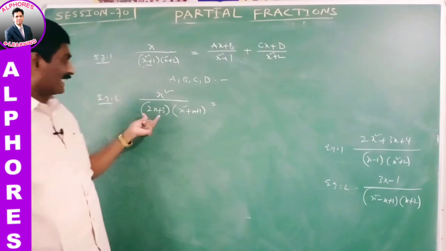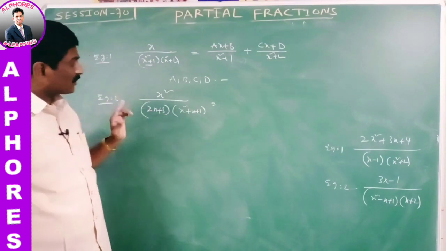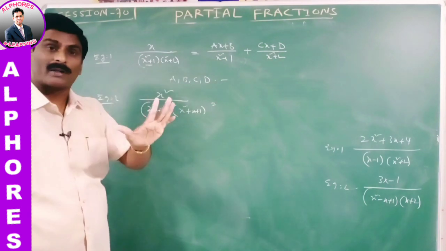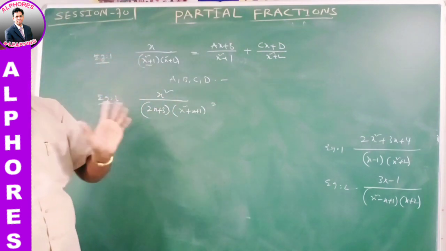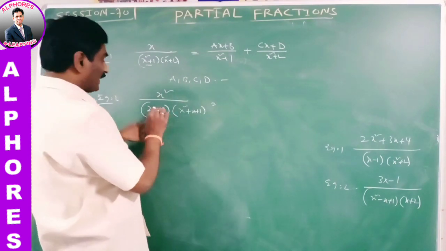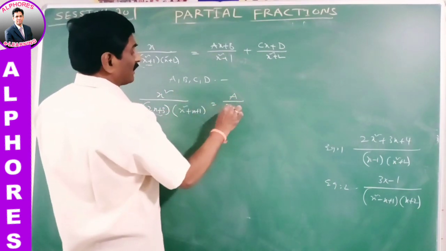In this case, first observe the degree of the numerator is 2, degree of the denominator is 3. Is it proper or improper? Proper. First identify proper or improper. It is proper. So, 2x plus 3 is a non-repeated linear factor. It has only one partial fraction, that is a by (2x plus 3).